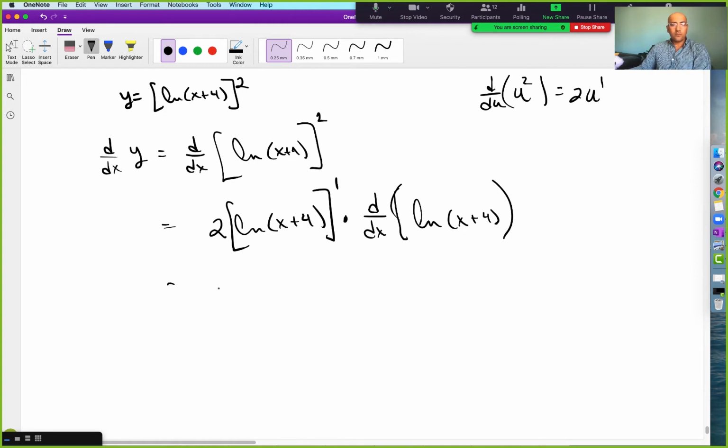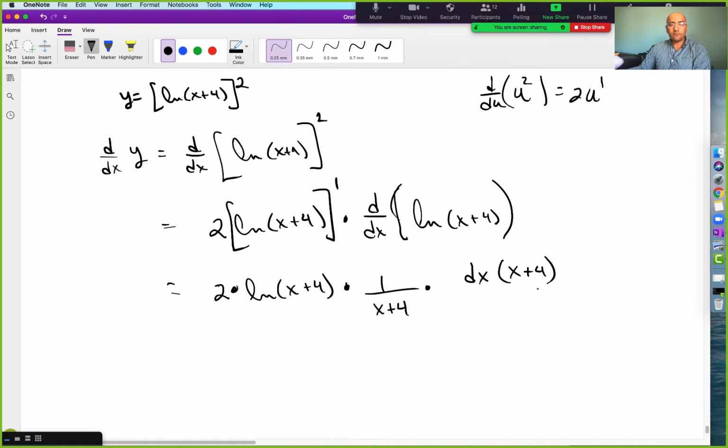Good. So this would be 2. Now, to the power of 1 doesn't really do anything, so just put 2 times ln(x + 4) times, and now the derivative of this. Again, if this was just one simple little letter, it would be ln of x, and we know its derivative would be 1 over x. So the derivative of this is going to be 1 over (x + 4) times the derivative of the inside part. Again, chain rule.